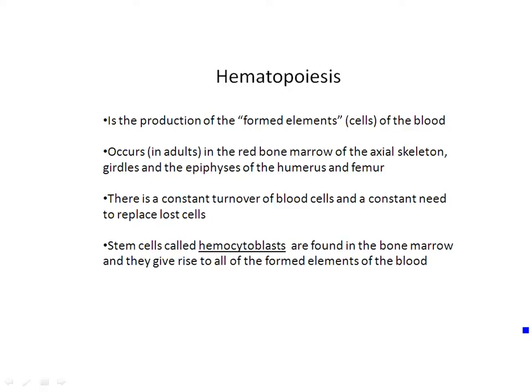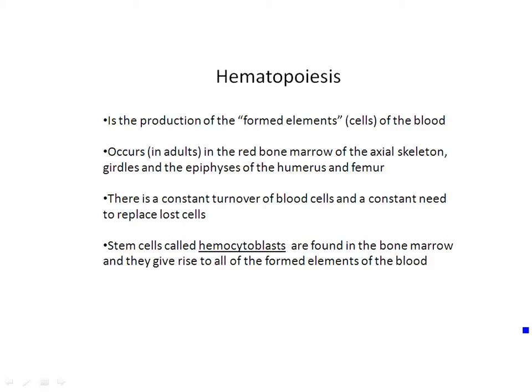Now, we don't technically refer to them all as cells because they're not truly all cells, and we'll talk about that in just a minute. But anyway, this hematopoiesis, or this production of blood cells, occurs in red bone marrow. In the axial skeleton, you're going to find it occurring in the cranial bones, the flat bones, the bones of the vertebra. Then you have it occurring in your girdles, like in your sternum, your clavicle, and then in the pelvic girdle, you're going to have it in the ossa coxa. And then also you're going to have this taking place in the humerus and femur in the epiphyses of these bones.